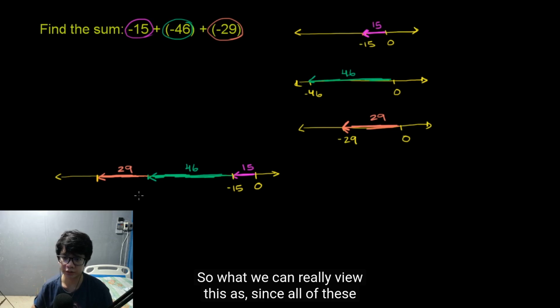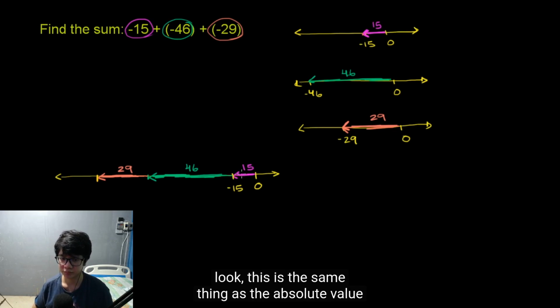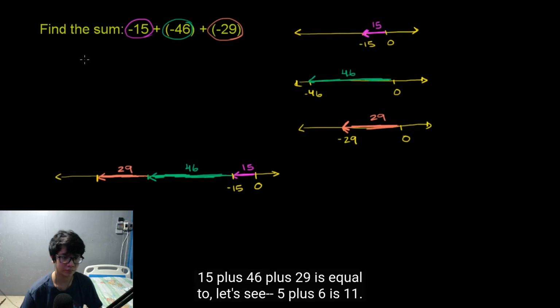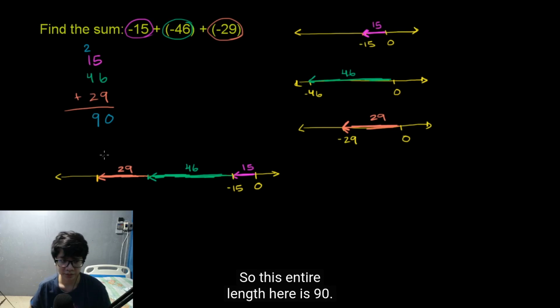Since all of these have the same sign, we can say this is the same thing as the absolute value of negative 15, which is 15, plus the absolute value of negative 46, which is 46, plus the absolute value of negative 29, which is 29. But then take the negative value of it. So let's just add that. 15 plus 46 plus 29 is equal to, let's see, 5 plus 6 is 11. 11 plus 9 is 20. Carry the 2. 2 plus 1 is 3. 3 plus 4 is 7. 7 plus 2 is 9. So you get 90. So this entire length here is 90.